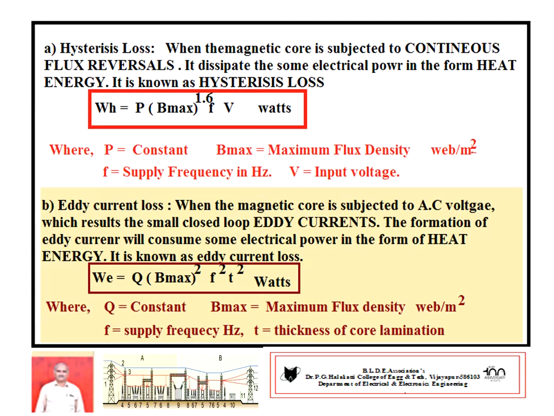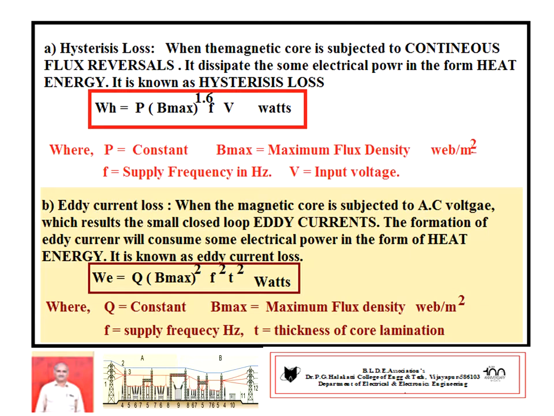This loss is mainly given by P Bmax to the power of 1.6 F V watts, where P is a constant, Bmax is the maximum flux density in Webers per meter square in the core, F is the supply frequency and V is the applied voltage or input voltage.